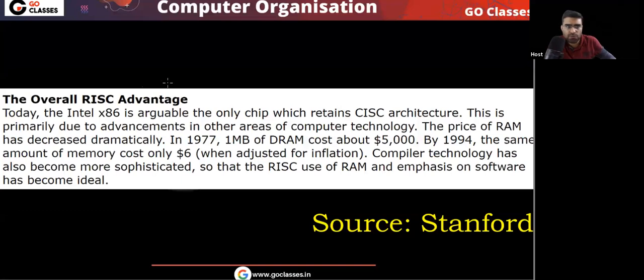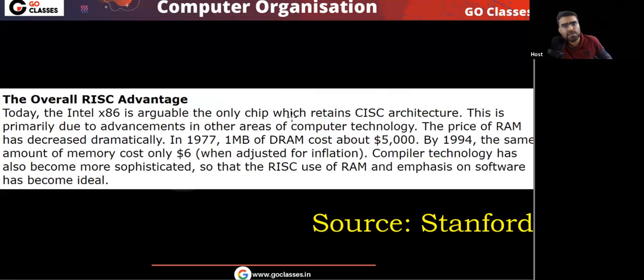So remember, nowadays no one is using a CISC computer. This screenshot I have taken from Stanford. You can read this. Today, you can see the Intel x86 is the only chip which uses CISC architecture. This paragraph is taken from Stanford. Read this. Nowadays, we don't use CISC architecture.